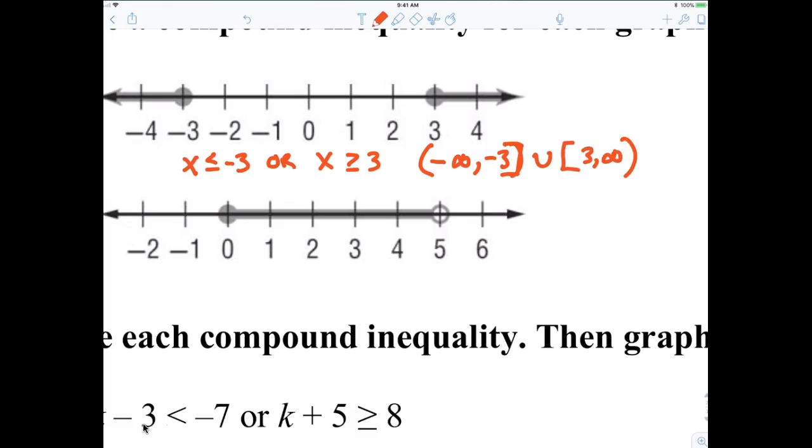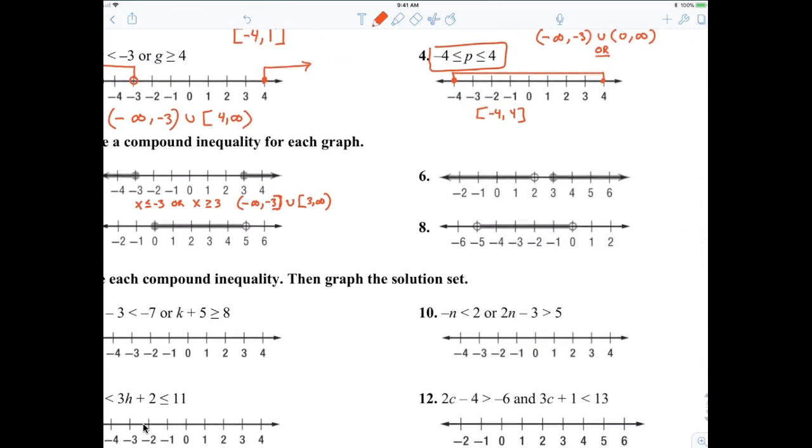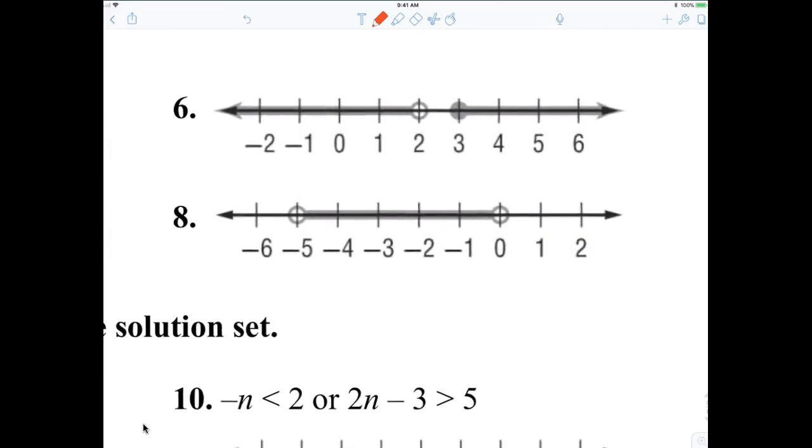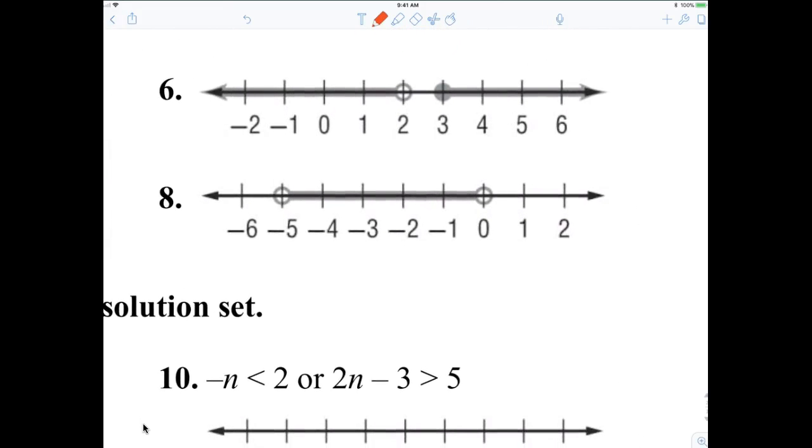I like it. Good. All right. That's not that hard, right? No, it's easy. All right. Let's take a look now at question number 6. If we are doing question number 6, all right, the inequality would be, let's go.